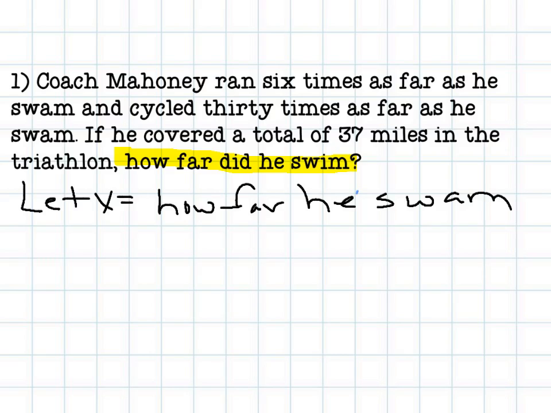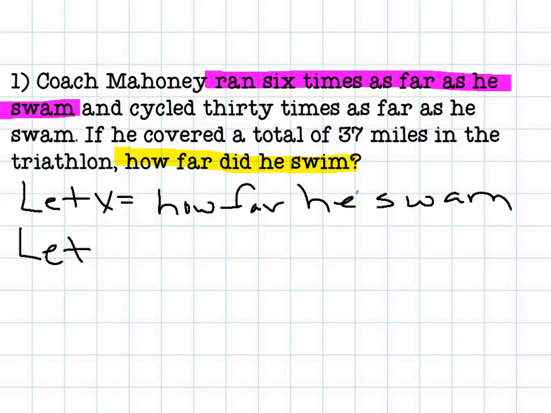Now, as you continue going through this problem, you'll also notice there are other things that he did. He did not just swim. If we go back up to the first sentence, it says that he ran 6 times as far as he swam. Well, we want to represent the running using the same variable. So we're going to write let, and it's going to have an x in it. But it says 6 times as far as x. So 6 times as far as x is 6x, and that would equal how far he ran.